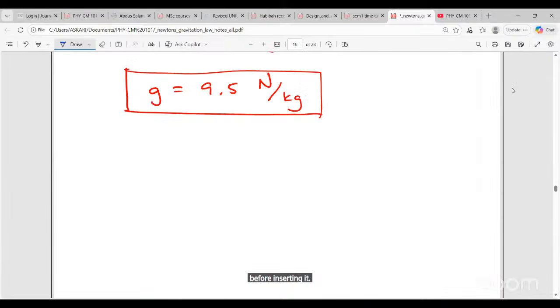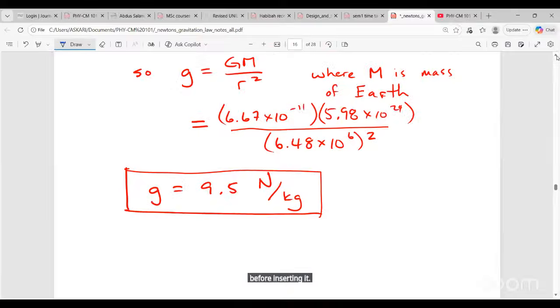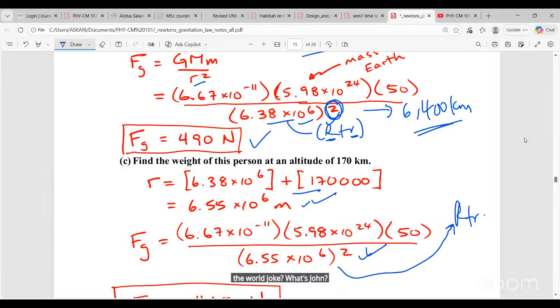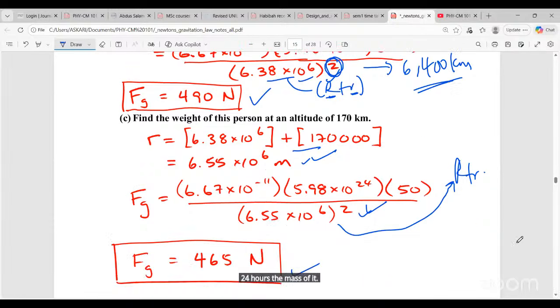I have a question, sir. What's your question? How did you get the 5.98 times 10 raised to power 24 as the mass of the Earth? This is the mass of the Earth. Was it given in the question, sir? It wasn't given, but in the question you'll be given. Okay, sir. But it's a constant term.